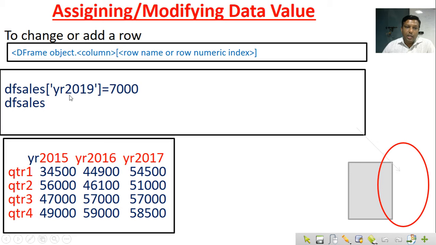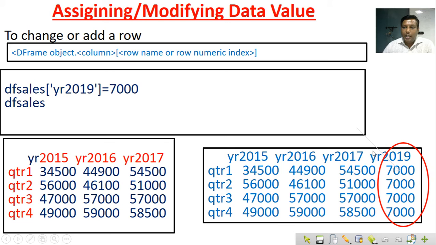If we write year 2019 equal to 7000 in df cells, there is no column of year 2019, so this column will be added at the last with the value of 7000. If the column is existing, the value will change. If the column is not there, it will add that column with the value given.